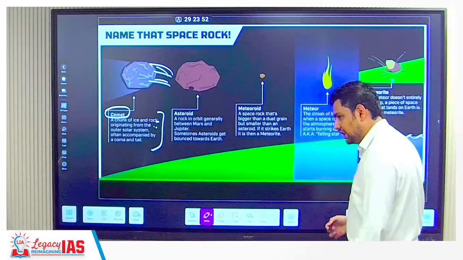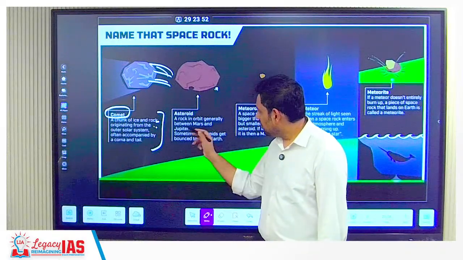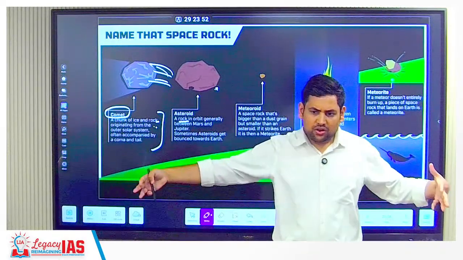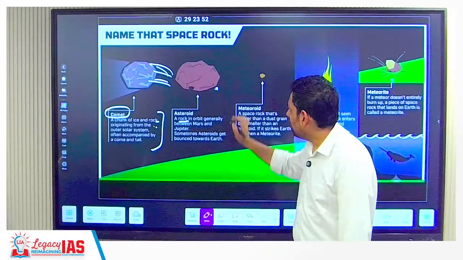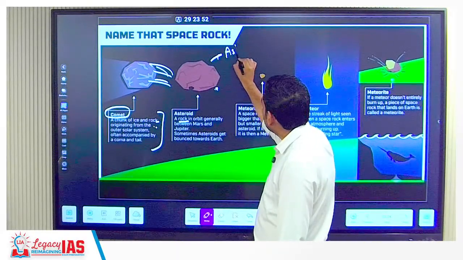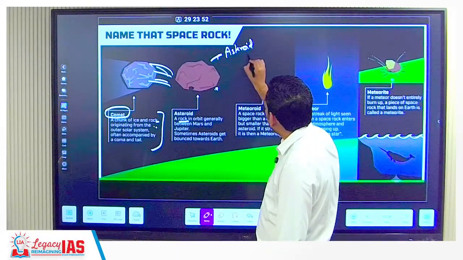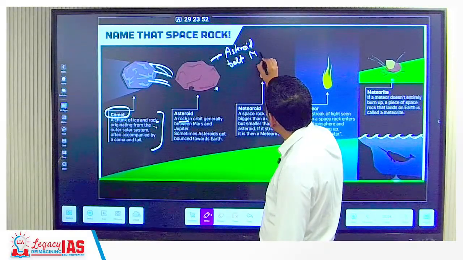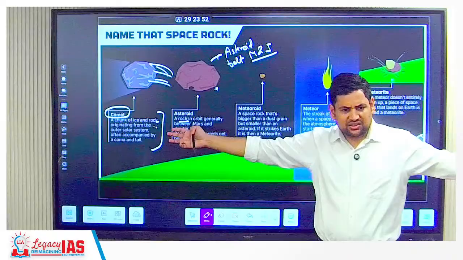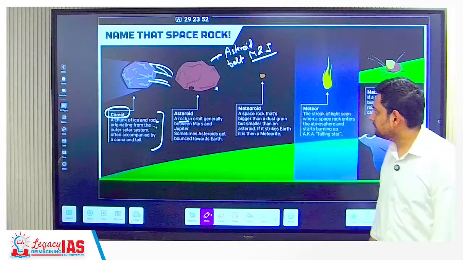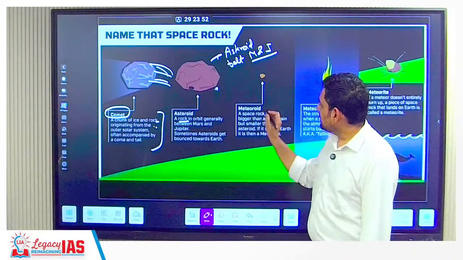Now the other is called an asteroid. An asteroid is a very large rock. It may have some minerals, it may have some metals. It is basically a large rock. This is mostly found in the asteroid belt, which is between Mars and Jupiter. Very large size rocks. This is an asteroid. Then the next term is meteoroid.